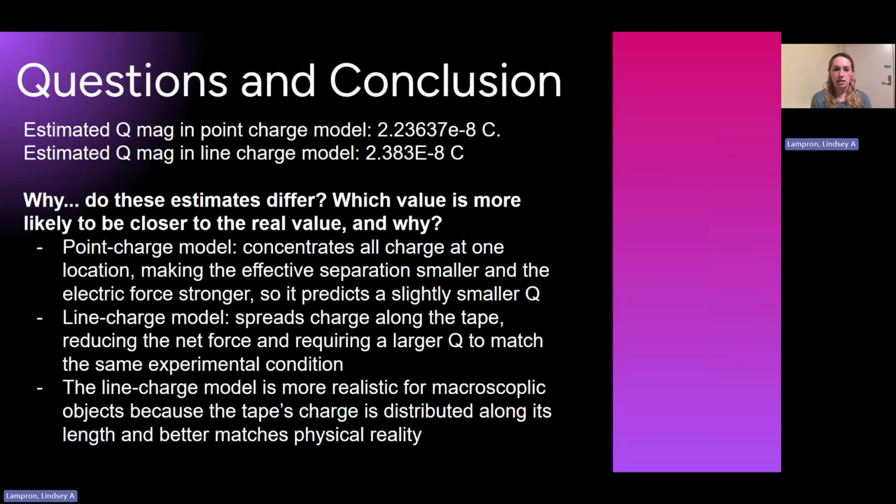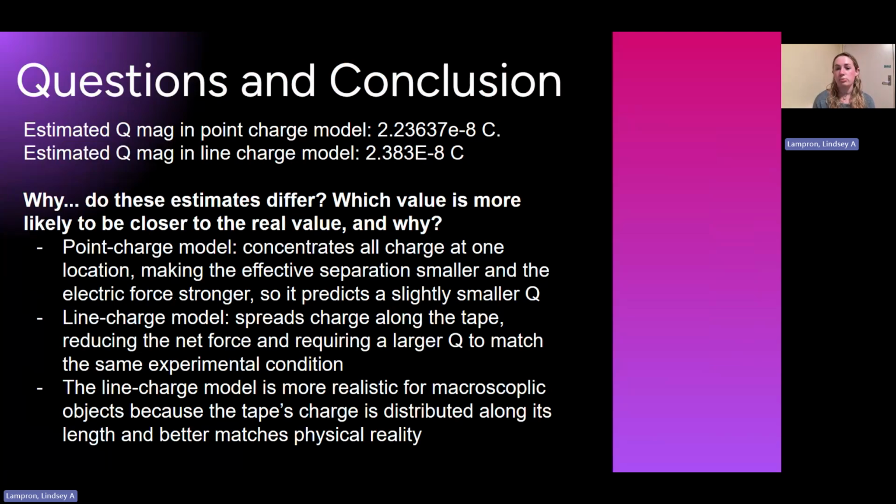And why do these estimates differ? Which value is more likely to be closer to the real value and why? So with the point charge model, the charge is all in one location, which makes the effective separation smaller and the electric force stronger. So it predicts a slightly smaller Q. And the line charge model spreads charge across the tape, which reduces the net force and requires a larger Q to match the same experimental condition.